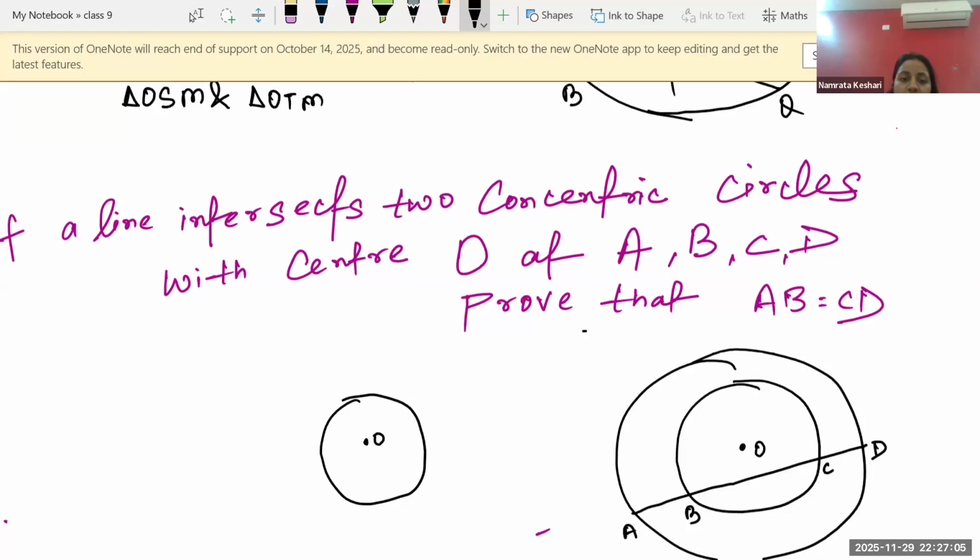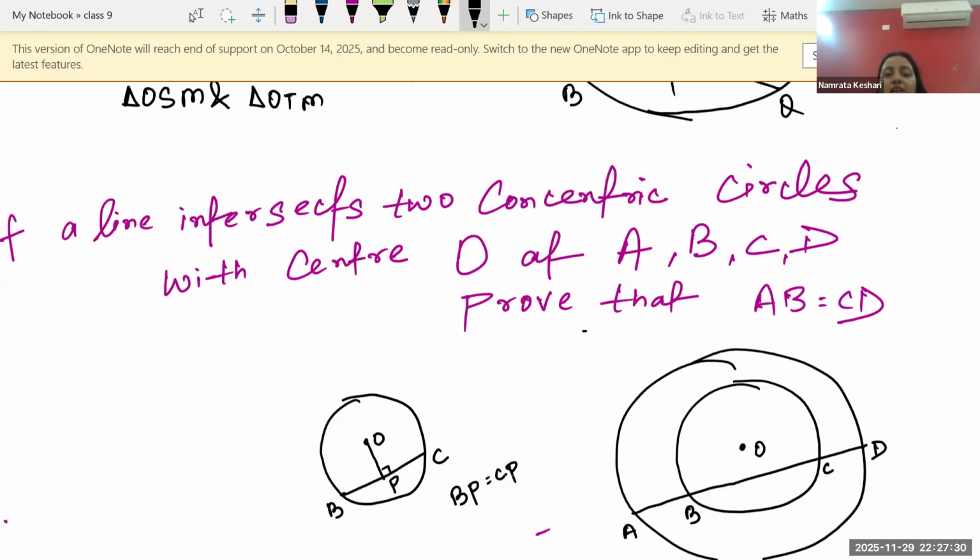Now I will just take a smaller circle from here and see carefully. O is the center and BC. Does it look like a chord? Let's drop a perpendicular OP on this chord. That means your chord is going to get bisected: BP is equal to CP. That means a perpendicular from the center bisects the chord. Yes or no?